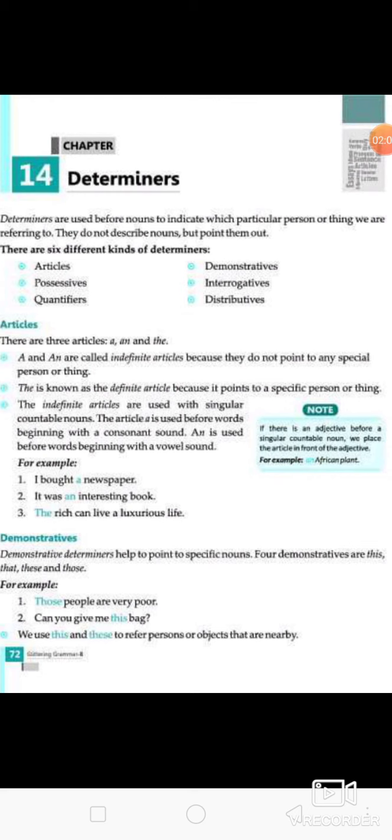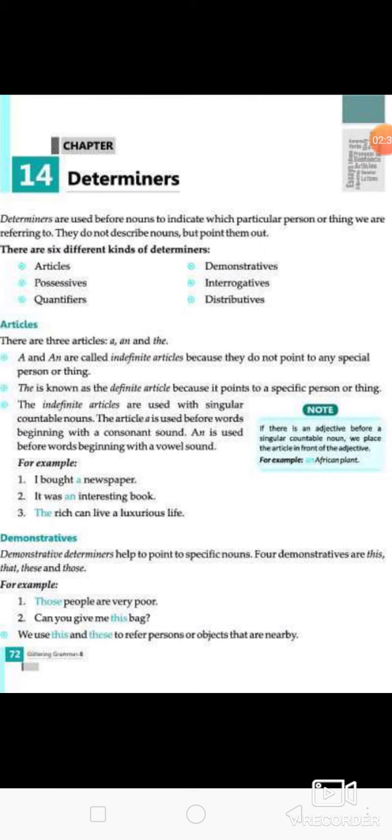I bought a newspaper. So it started with a consonant sound, newspaper, a. It was an interesting book. The rich can live a luxurious life. Though we talk about a book, before book an adjective has been used. So the determiner will come as per the adjective. An interesting book. Had it only been, it was a book.